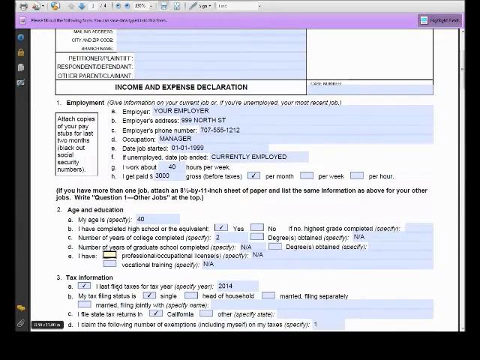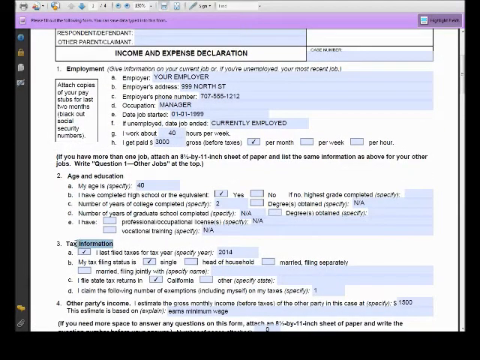Section 3 of the I&E asks for your tax information. Complete lines A through D based on the information in your most recent tax filing or based on how you intend to file. Again, do not leave any lines blank.